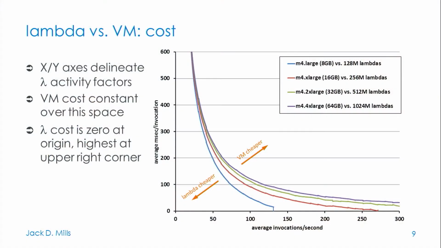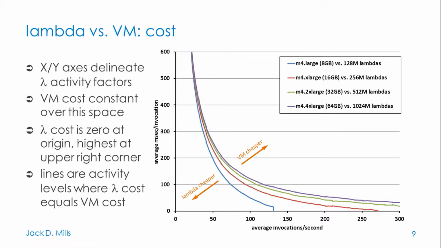And at some point, those two planes cross. And these lines are where those two planes cross, right? These lines are the activity levels of a Lambda that will equal the cost of, well, whatever I have here, these various M4s that you see here. And the different lines are just different memory sizes. And you can see the memory size doesn't make too much of a difference. So toward the origin, the Lambda is going to be cheaper. And in the upper right corner, the virtual machine will be cheaper.